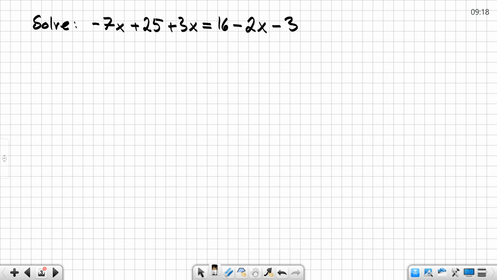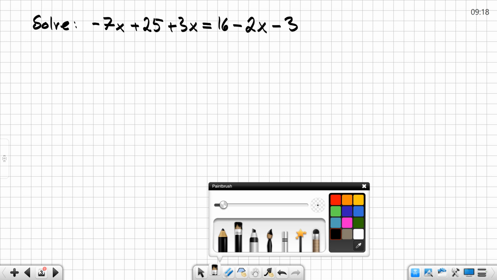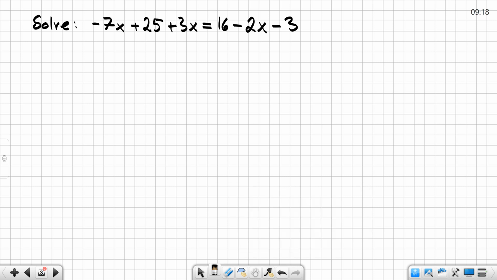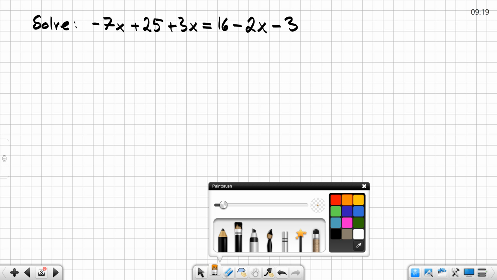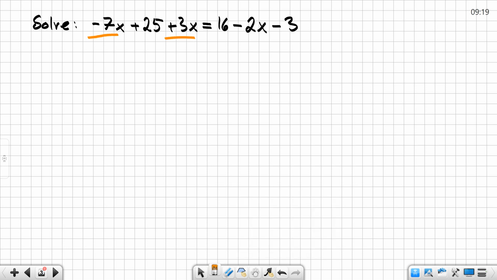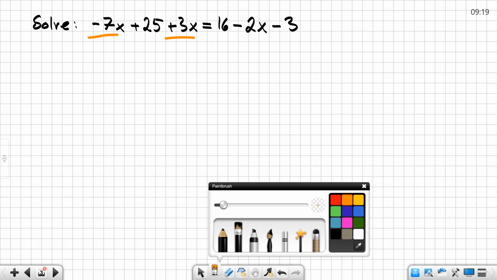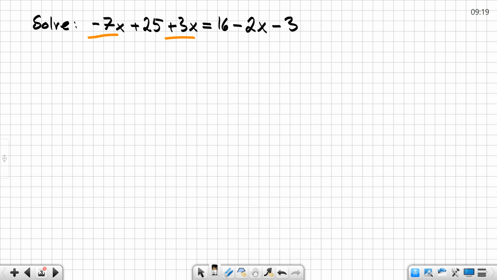Negative 7x plus 25 plus 3x is supposed to be equal to 16 minus 2x minus 3. I look at both sides and I realize that both sides can be simplified. There are no parentheses, but what we have are like terms. On the left side, I have a negative 7x and I have a positive 3x. These are two like terms that can combine. Negative 7 plus 3 will give us negative 4x.